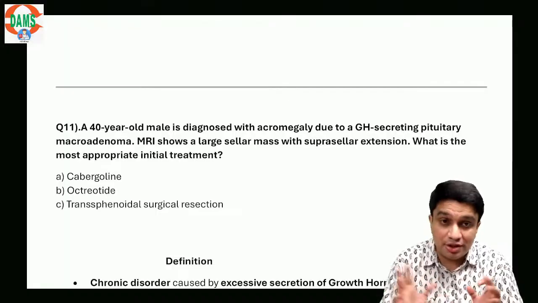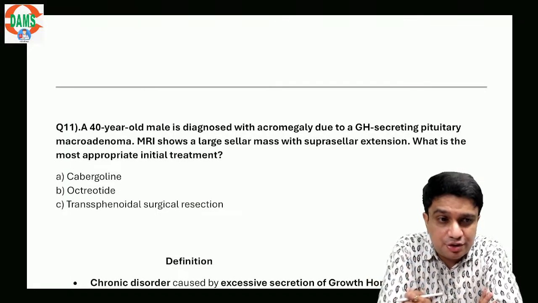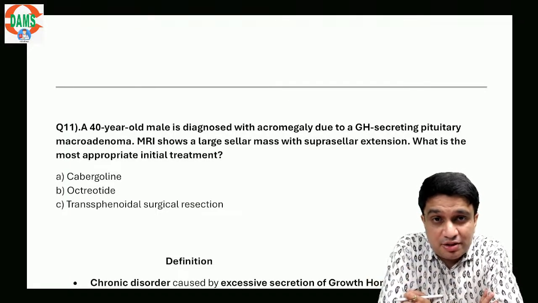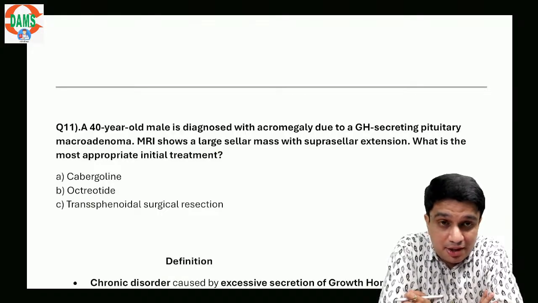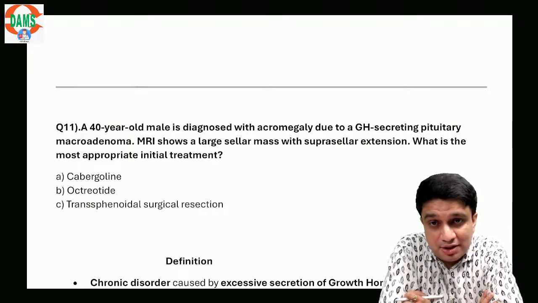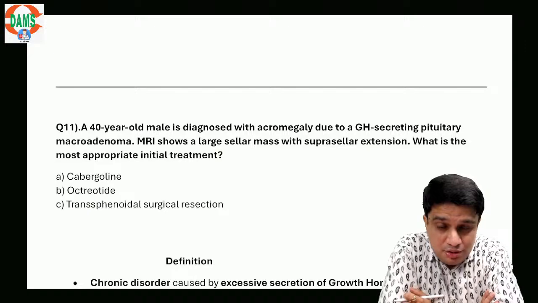Okay. So let's go to endocrine. 5 questions, quick questions there. A 40-year-old male is diagnosed with acromegaly due to a growth hormone secreting pituitary macroadenoma. MRI shows a large mass with suprasellar extension. What is the most appropriate initial treatment? Should I give cabergoline, octreotide, or remove the tumor?